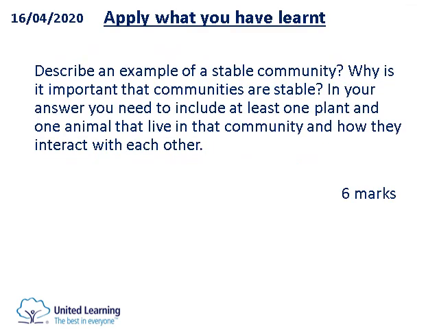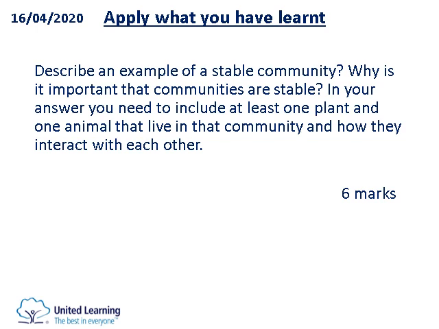So what I'd like you to do now is apply what you've learned throughout this lesson to be able to answer the 6-mark question below. So it's asking you to describe an example of a stable community. So use any of the examples we've covered so far. Use a woodland, use the ocean, or a pond, for example. And then you need to tell me, why is it important that the communities are stable in terms of that concept of interdependence? So a stable community, remember, the number of organisms don't increase or decrease, they stay the same.